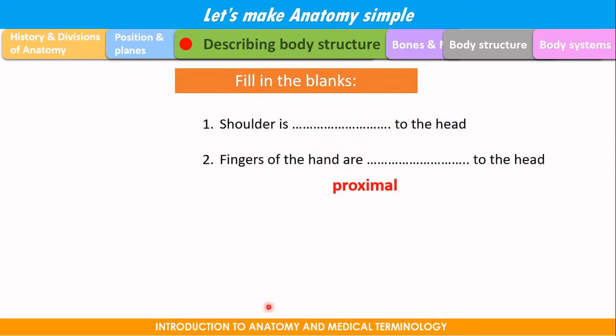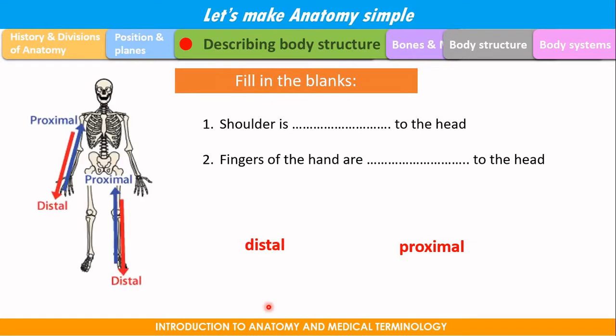So, here is another activity, and I hope everybody will get the answer correct. Shoulder is dash to the head, fingers of the hand are dash to the head. Yes, shoulder is proximal to the head. Shoulder is near the head, so it is proximal. Fingers are away from the head, so it is distal.